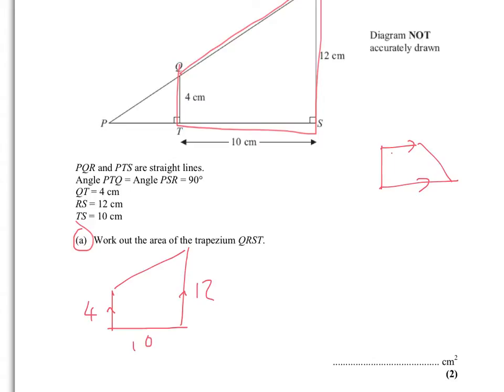And if you remember, what we do for a trapezium is we add the parallel sides together, 4 plus 12, and then we half the answer. So 4 plus 12 is 16. We half the answer, that's 8, and then once we got that number, we times it by this distance between the parallel sides, which sometimes we call the height. So 8t is the answer that we're looking for there.